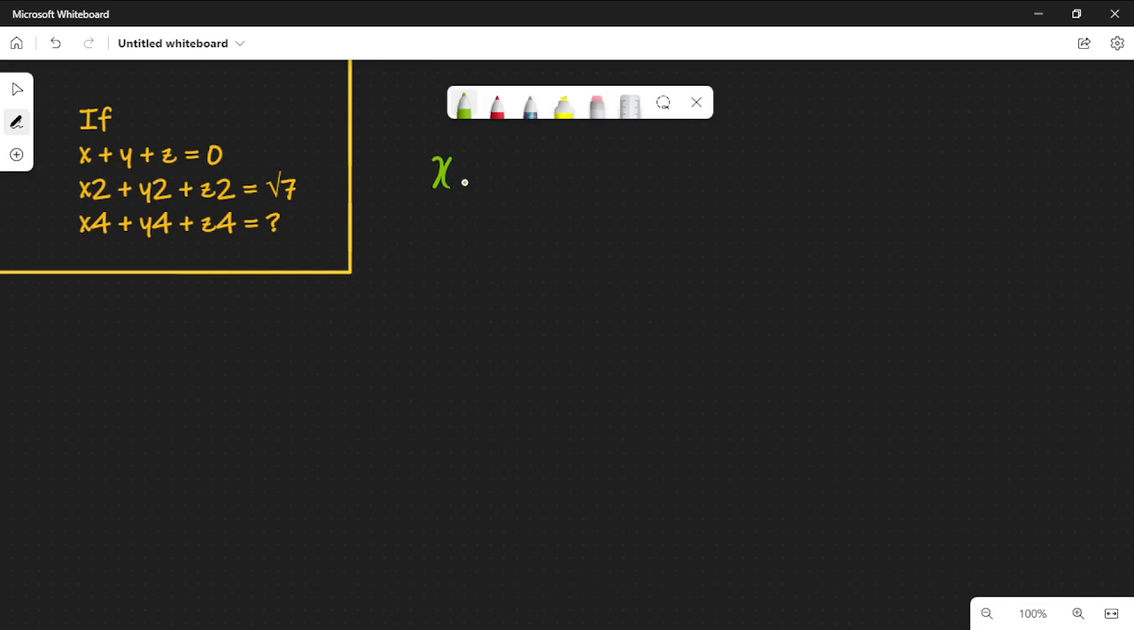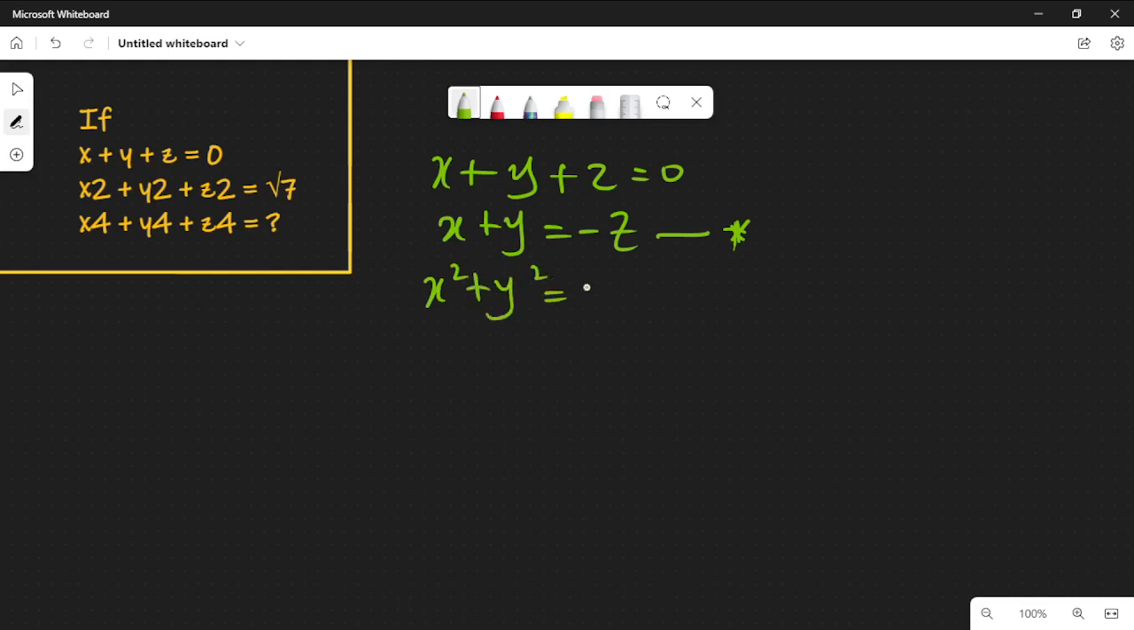And how do I do that? Let's say from equation 1, where we have x plus y plus z equals 0, I'm going to say x plus y equals negative z. So I'll call this equation star. And coming to equation 2, from equation 2 I will have x squared plus y squared equal to the square root of 7 minus z squared, and that will give me equation star.